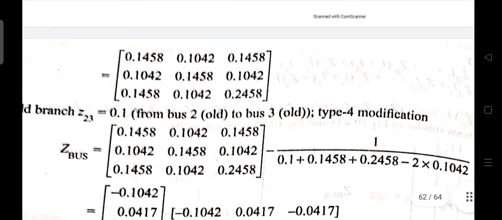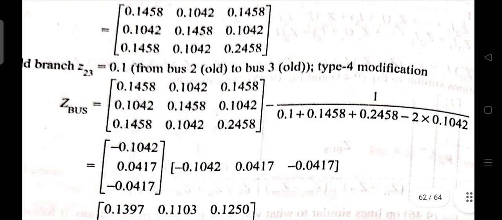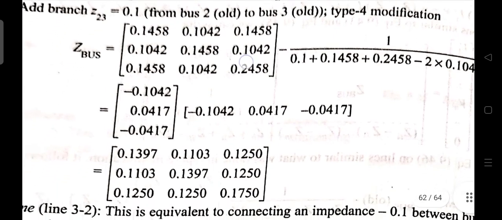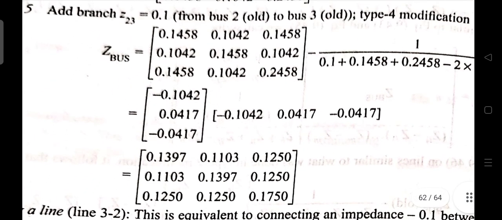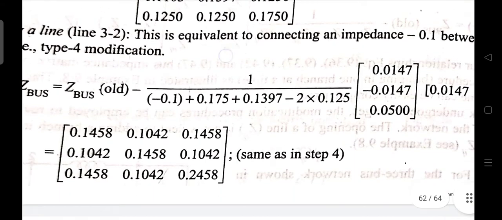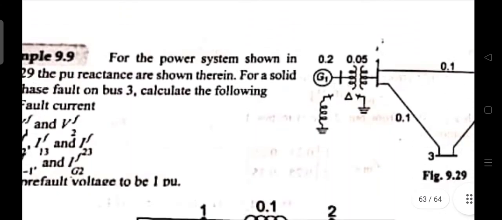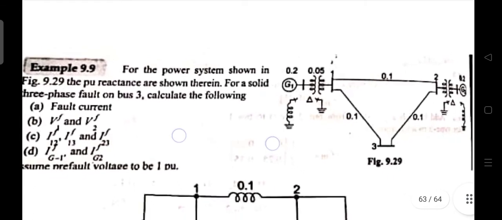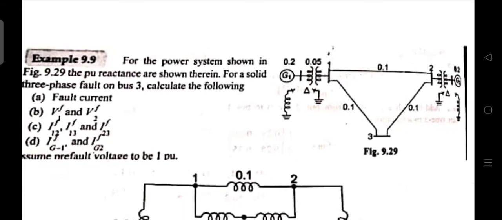And in the same way as type 3 we are subtracting and gaining the impedance. So this is our final value of Z bus for the given system, right? Now we already gained this system. Let's see one more example with our real practical power system.